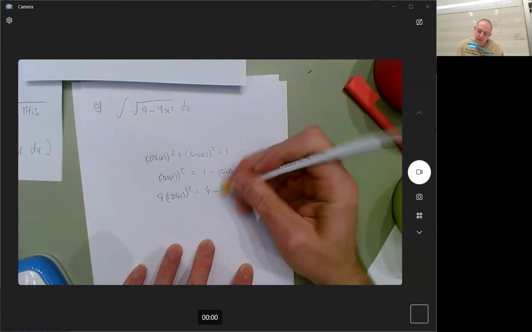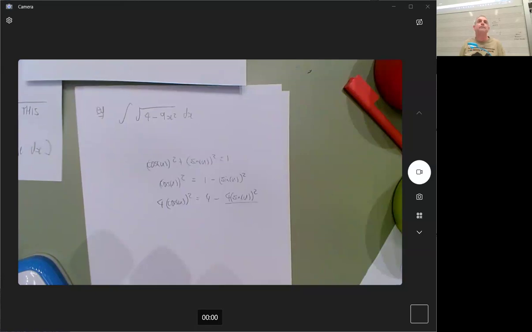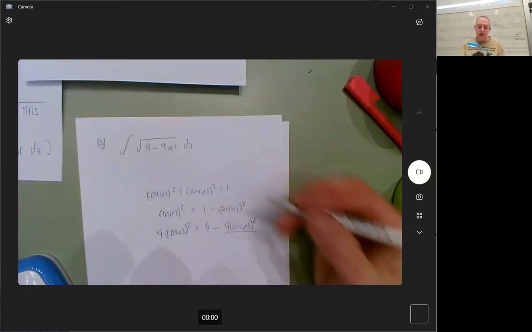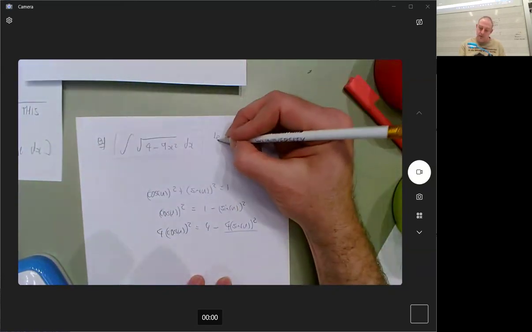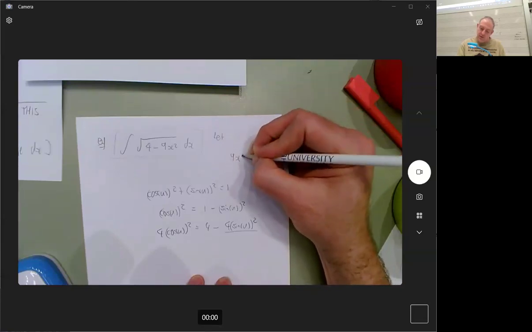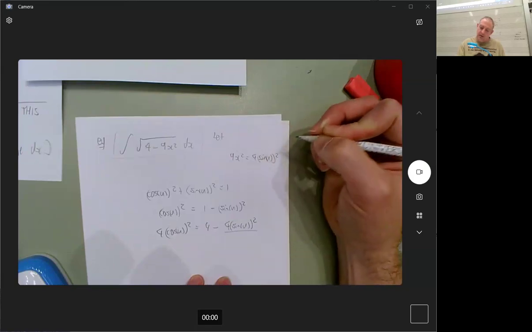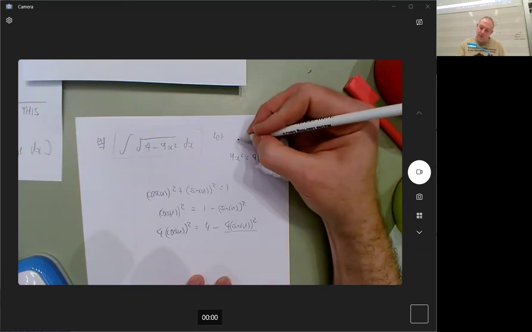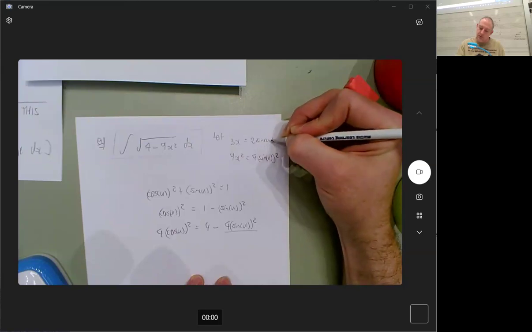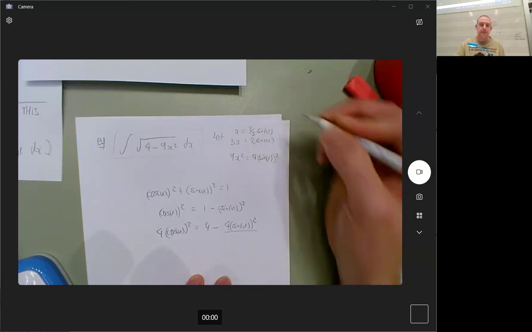Right. And so all of this is supposed to be equal to 9x squared, so that they match up directly. So what I need is, we need 9x squared to be equal to 4 sine u squared. That's what we need. And so working backwards, we need 3x to be equal to 2 sine u. So x has to be 2/3 of sine u.